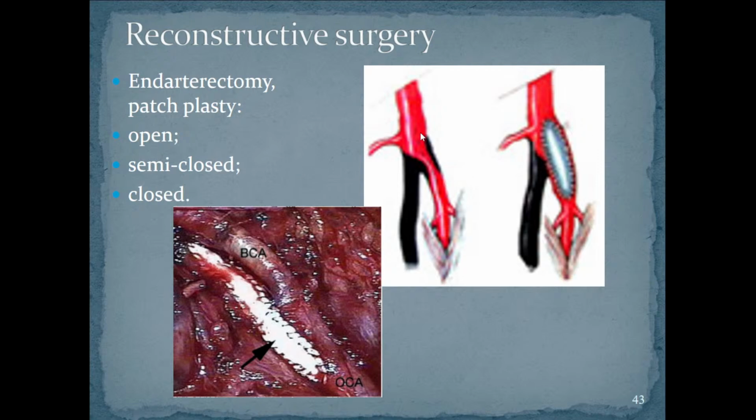In former years, they performed just suturing of the artery. Nowadays, in such an incision, we should put the patch, to prevent the narrowing of the vessels by our sutures. So, the endarterectomy with a patch plastic can be open, semi-closed, and closed. Here you can see the patch sewn up to the artery.